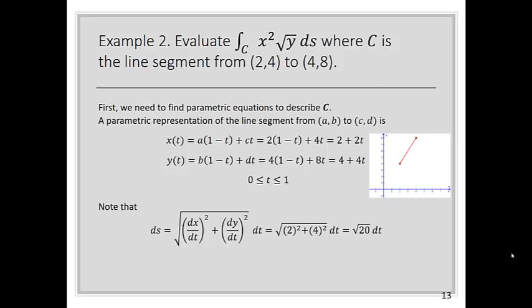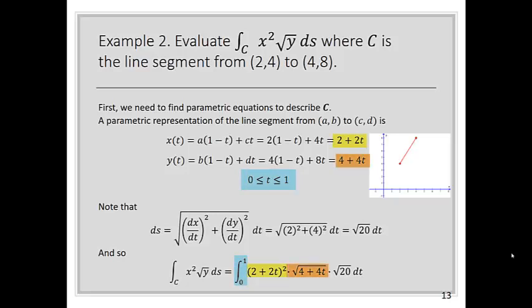Great. All right, let's find ds. So ds again is the square root of (dx/dt) squared plus (dy/dt) squared, dt. And in this example, dx/dt is 2, dy/dt is 4, and so we end up with the square root of 20 dt. And so our line integral will be the integral from 0 to 1. x squared will be (2 plus 2t) squared. The square root of y will be the square root of 4 plus 4t. ds, remember, we found to be the square root of 20 dt. All right, I'm going to go to a fresh slide so I have room to work.